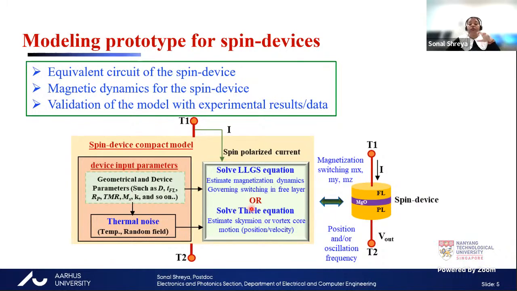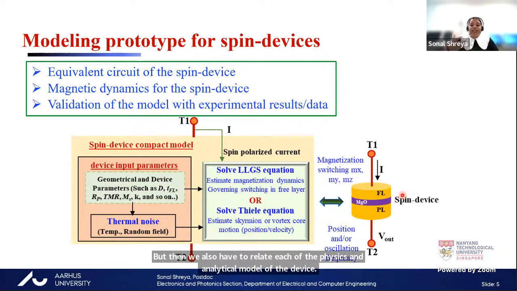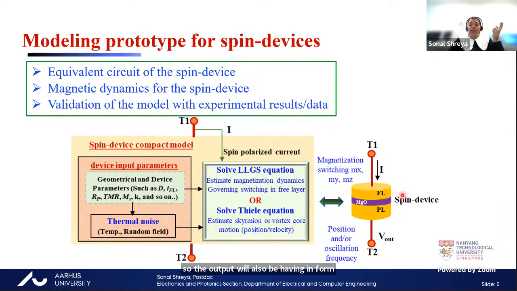And then we need to find out which kind of magnetic dynamics will be governing this spin device. Either it is LLGS for magnetic switching, or it is the Thiele equation to find the position and velocity of skyrmion or vortex, such kind of devices. And then we find out the output in terms of magnetization switching, or the position and frequency. But then we also have to relate each of the physics and analytical model of the device, so that we can transform it in form of electrical signals. So the output will also be in form of current and voltage.